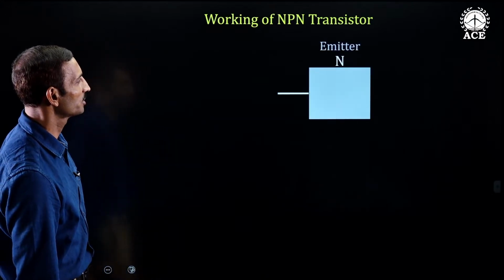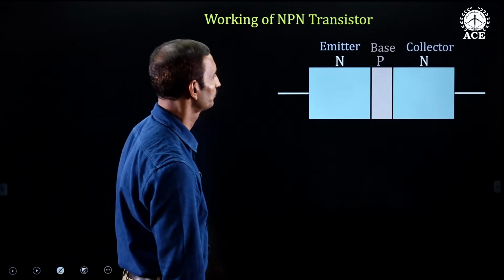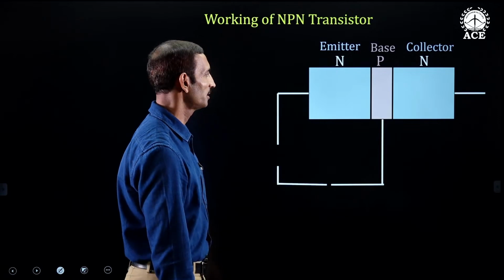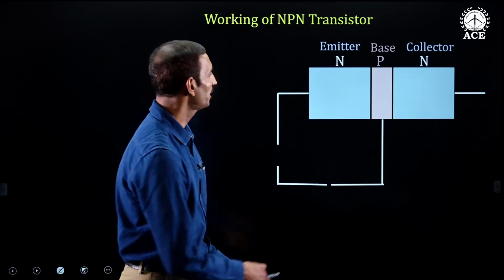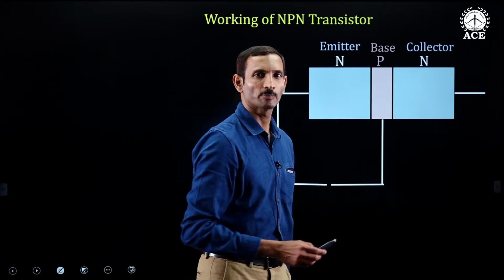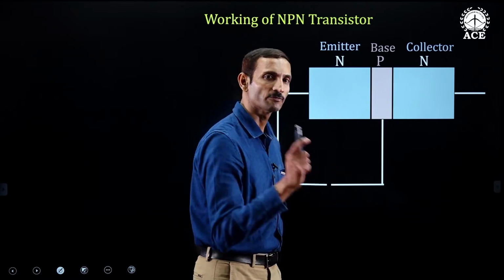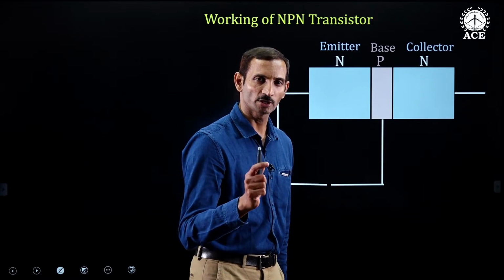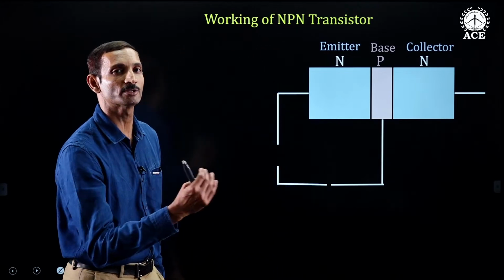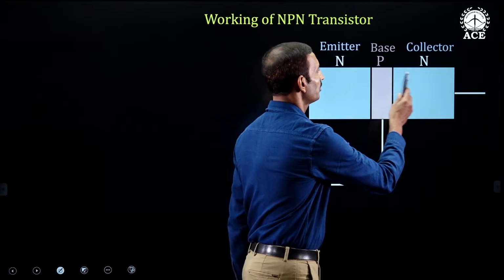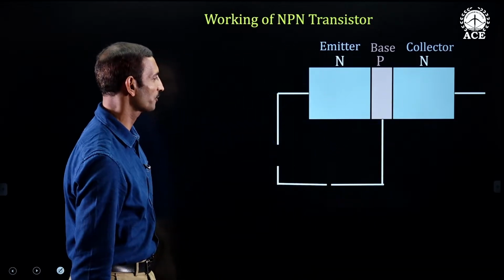Now the N region is the emitter, the P region is the base, and the N region is again the collector. These are connected in a way that the emitter is N type and the base is P type. A junction is formed between these two, which is a PN junction. The emitter base junction is forward biased. The junction between emitter and base is called the emitter base junction. The junction between collector and base is called the collector base junction.